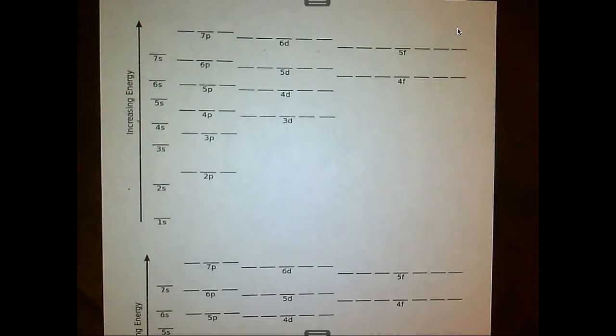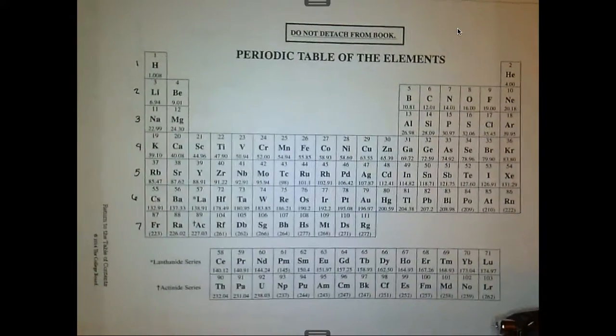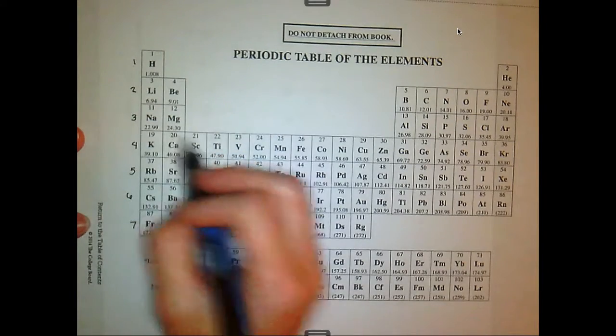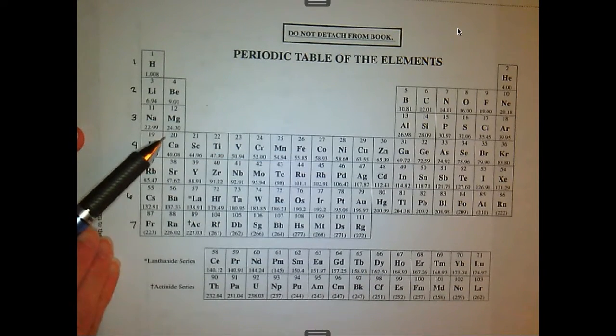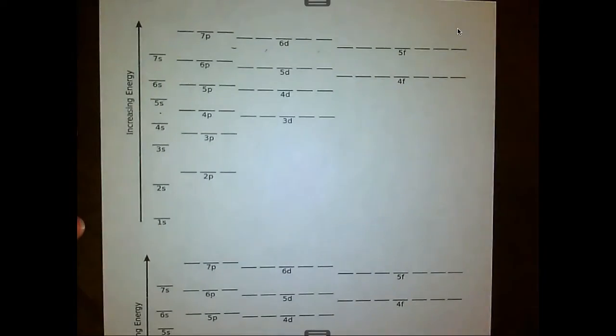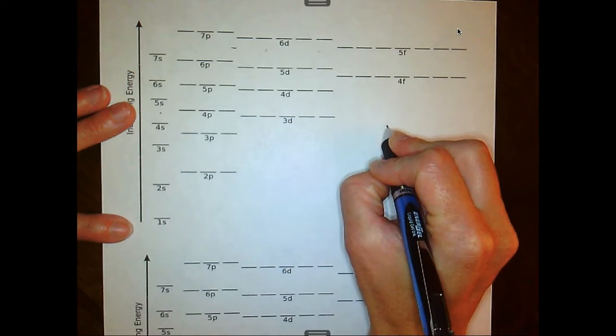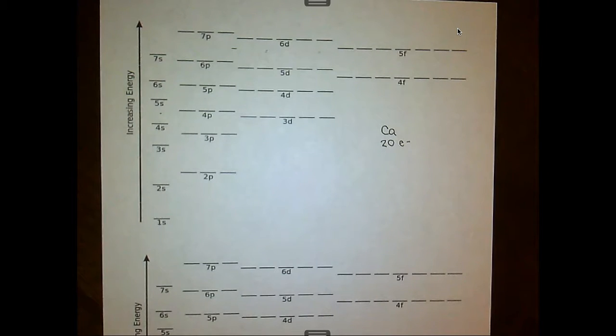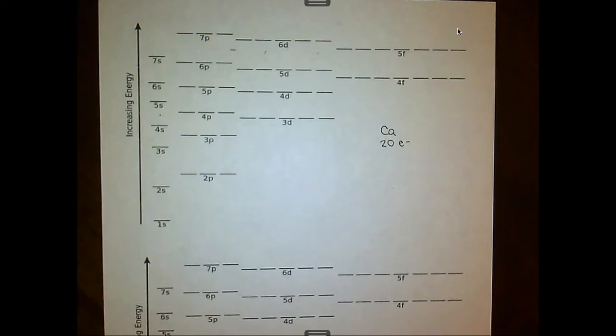So let's go ahead and pick an element. If we're looking at our periodic table, let's choose something somewhat simple. Let's take a look at calcium, okay? Notice that we're talking about a neutral atom of calcium that has 20 protons, which means we are going to assume that it also has 20 electrons. So I'm just going to go ahead and write calcium down here, and we're looking to put 20 electrons.